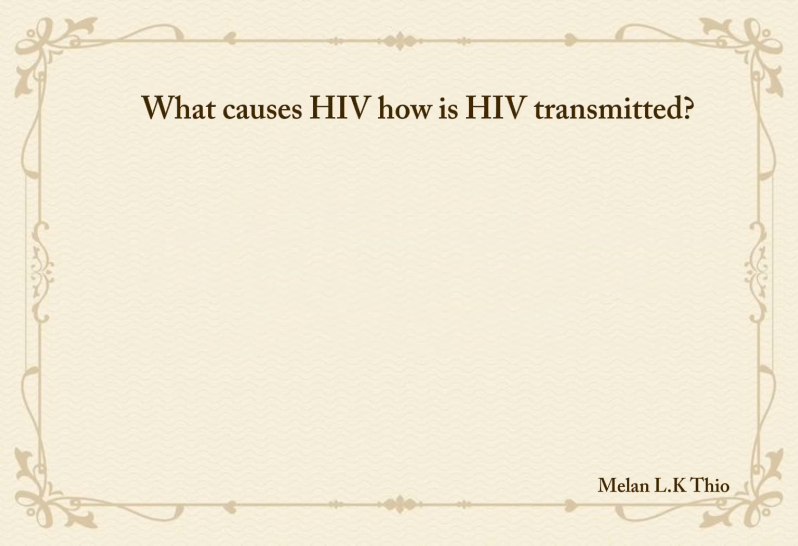What causes HIV, or how is HIV transmitted? HIV, or human immunodeficiency virus, is transmitted in several main ways. 1. Sexual intercourse. Transmission can occur through vaginal, anal, or oral sexual intercourse with someone infected with HIV without using condoms or pre-exposure prophylaxis, or PrEP.